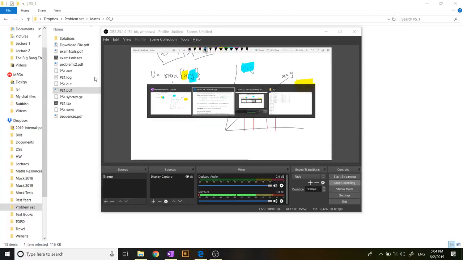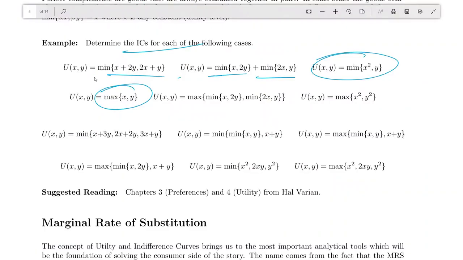Now we have dealt with some basics. The rest of the things you need to work on your own and read these two chapters. So do the problems on your own. I'll share the solution.